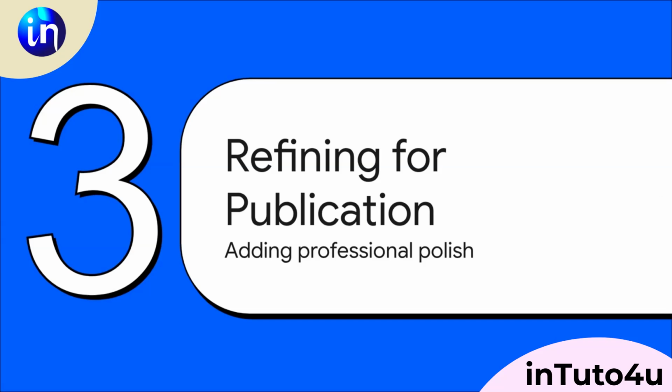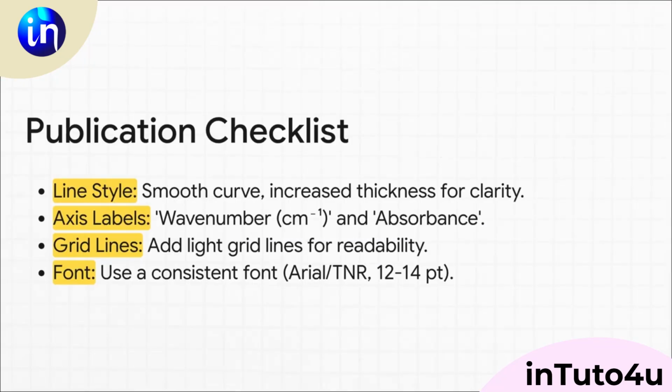Okay, our graph is now correctly oriented. Now this is where the real fun begins, adding that professional polish. This is the refinement stage, where we're going to take our basic plot and make it look clear, readable, and totally ready for any publication. Think of this as your professional look checklist. First, let's make that line a nice, smooth curve and maybe bump up the thickness a bit. It just makes the peaks pop.